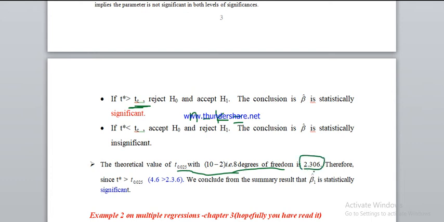2.306. Then compare t calculated with t critical. Since t calculated is 4.6, which is greater than the t critical, we conclude that beta 1 is statistically significant. That means the independent variable, the number of exercises, significantly affects students' final exam score. I think it's clear.